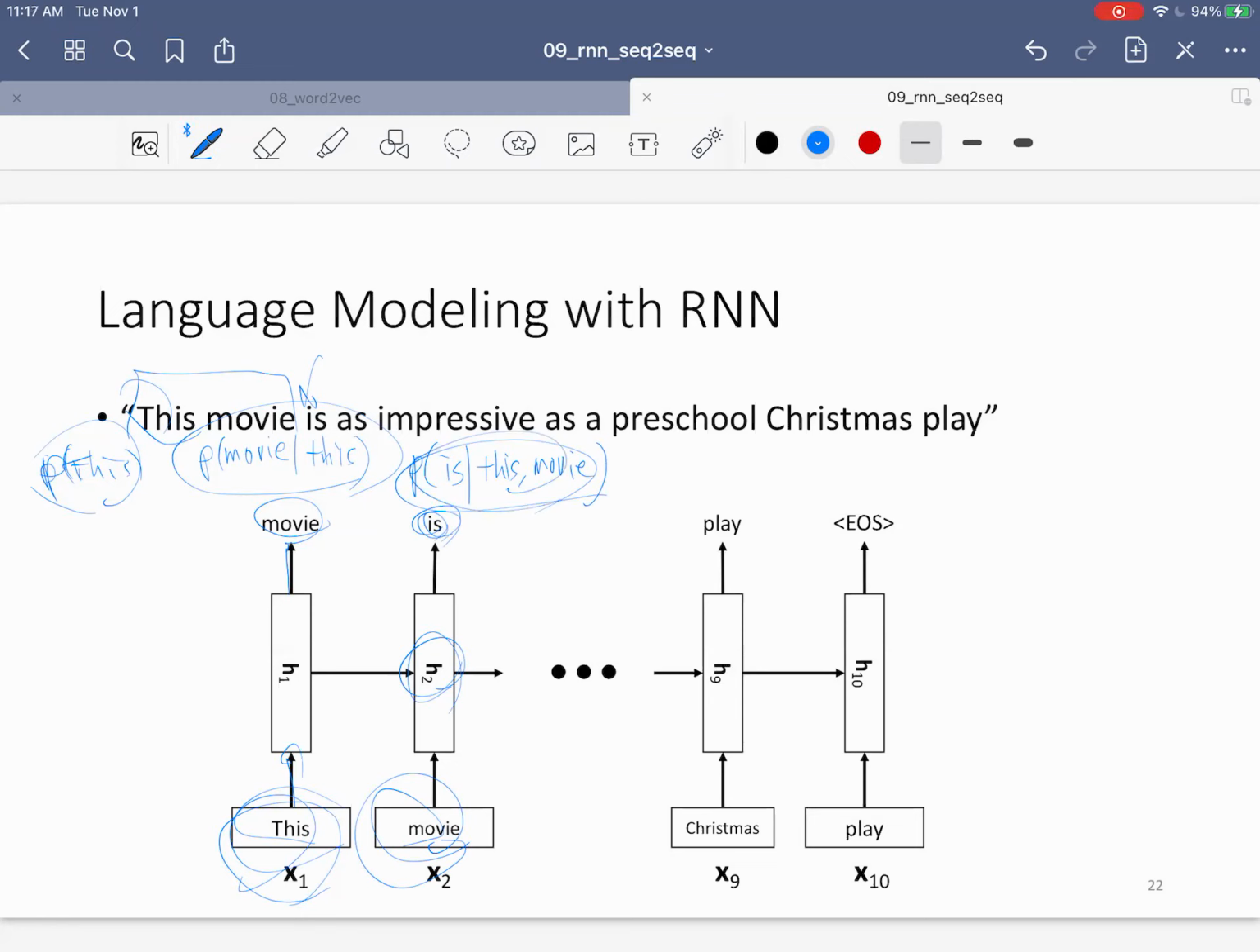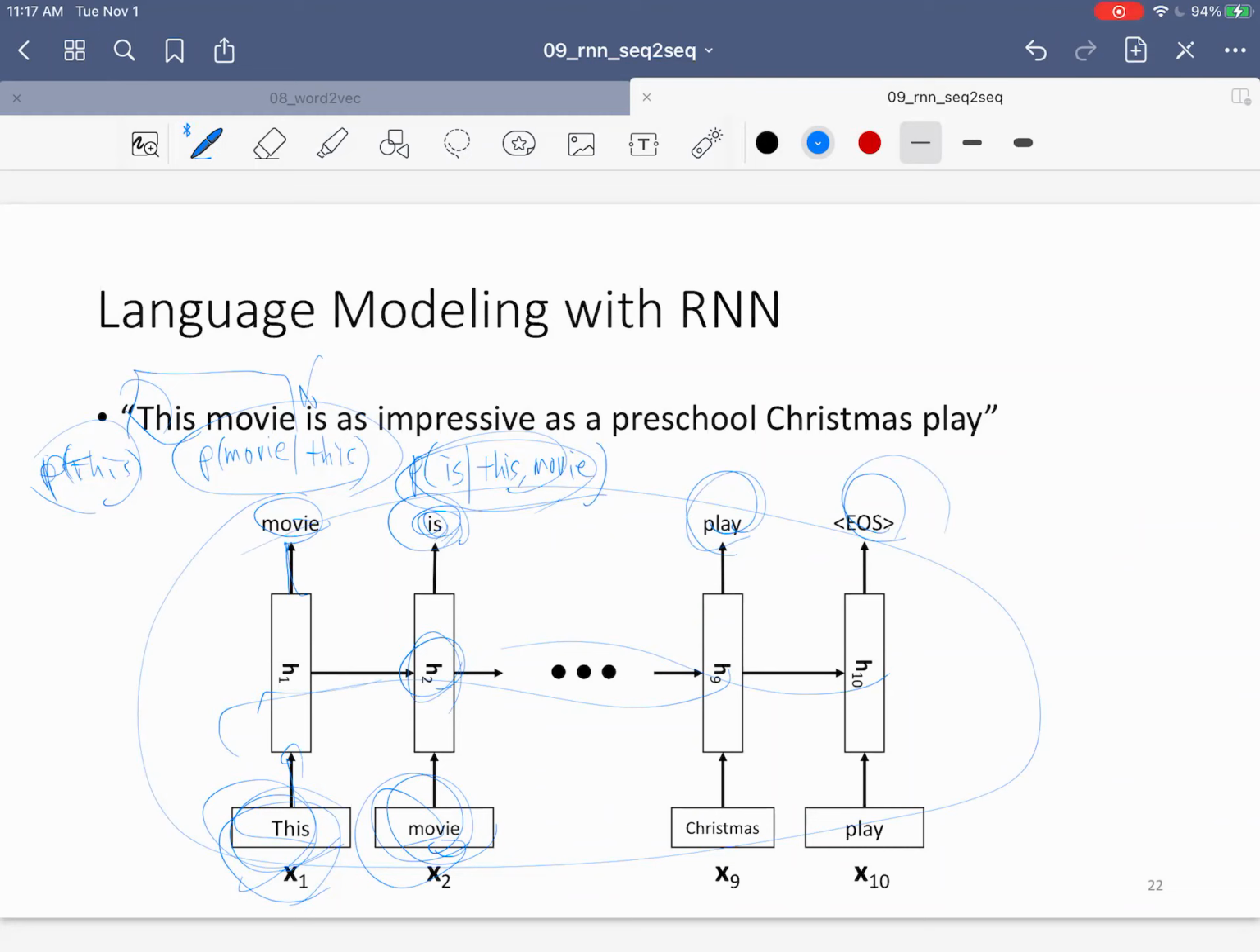And you do this for the entire sentence. What is the probability of play given the entire history? What is the probability of EOS given the entire history? That is it. So you train your model to do this kind of prediction for every time step. Every word, you try to predict the next word.